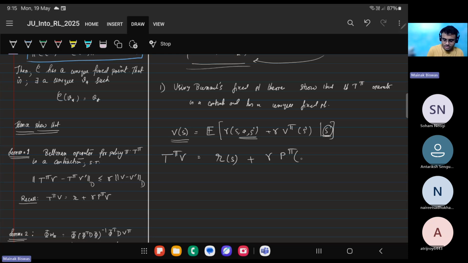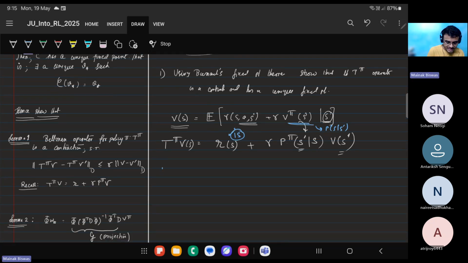So P pi of S dash given S into V of S dash. That's all we will have. Yes or no? Do you agree? From S to S dash you're going and you will sum over all the S dashes for V pi. That's what I'm writing down, correct? The expected value is conditioned on only S.